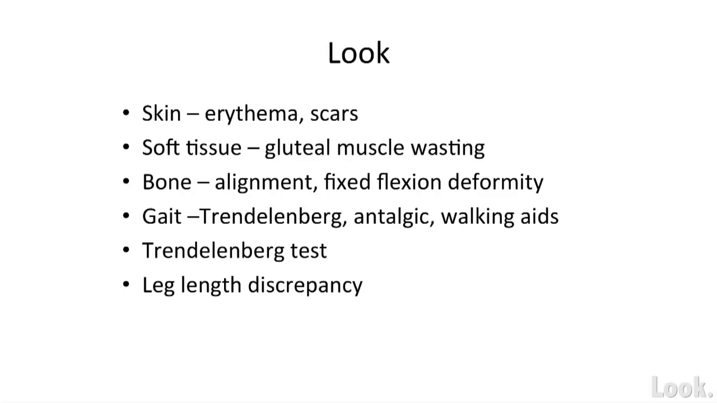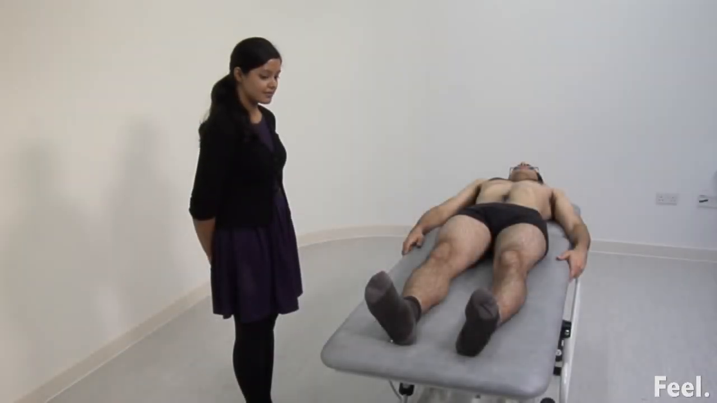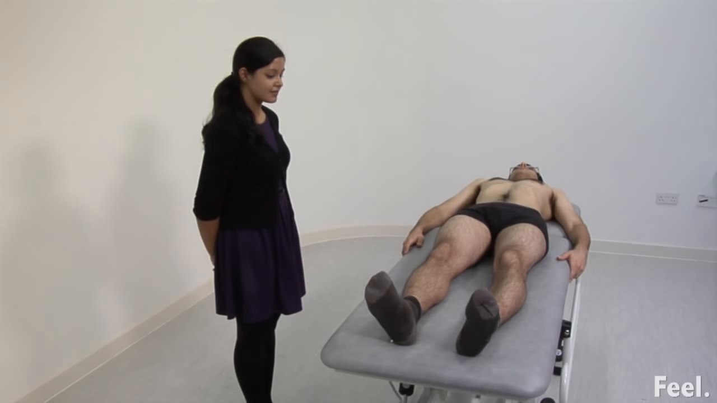This slide summarises the key abnormalities you should look for during examination of the hip. It is important to check the neurovascular status of each leg. Test distal sensation, feel for peripheral pulses, and check capillary refill time.